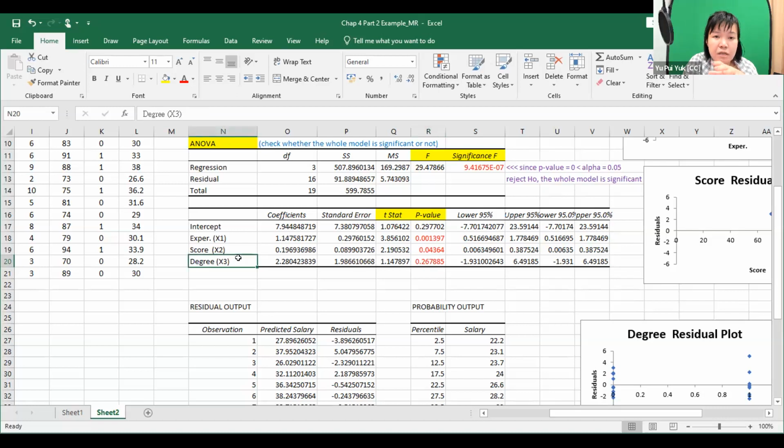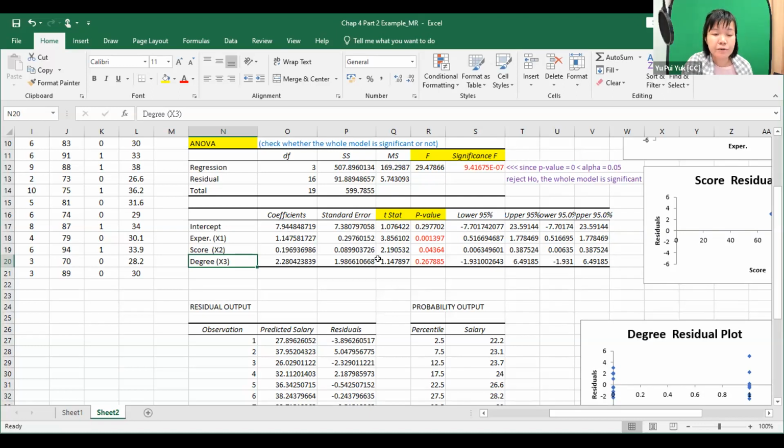So for x3, the population coefficient or population slope, beta 3, should be equal to 0. So x3 is not significant. Therefore, if we have to rerun our model, we should exclude x3 and just include x1 and x2 in our regression model.